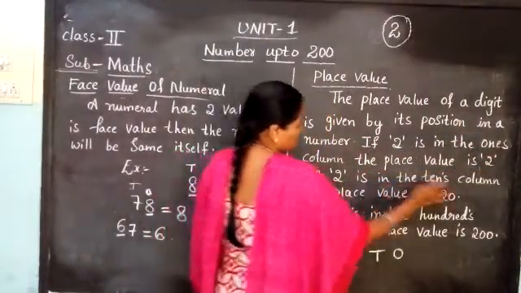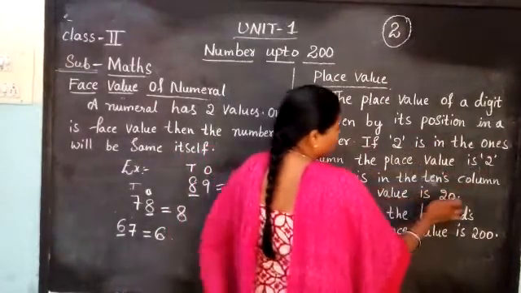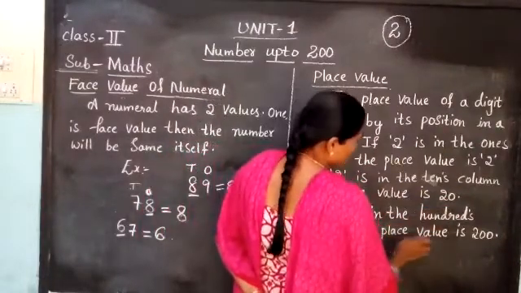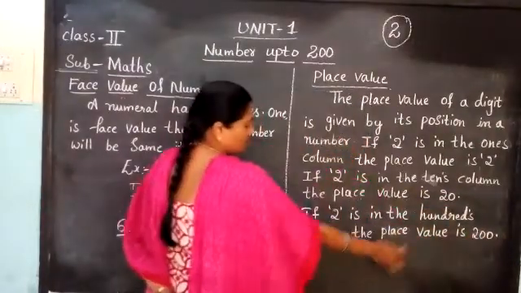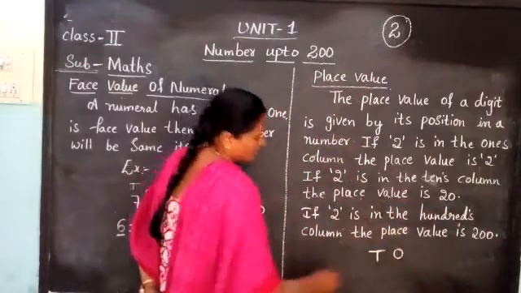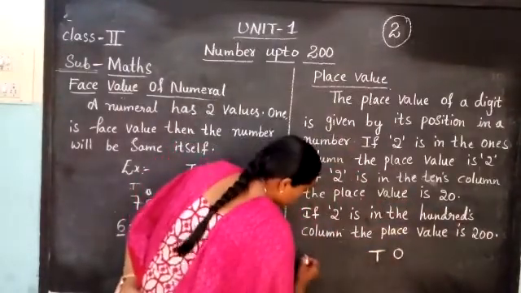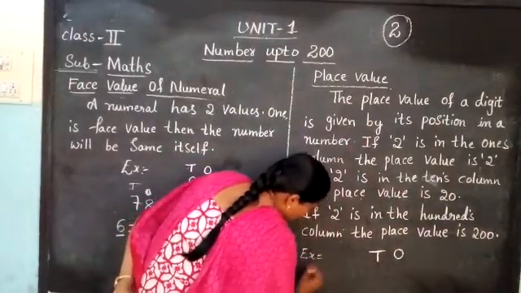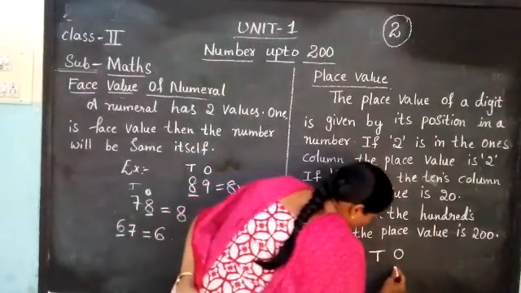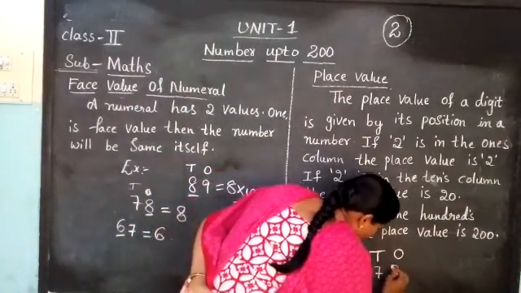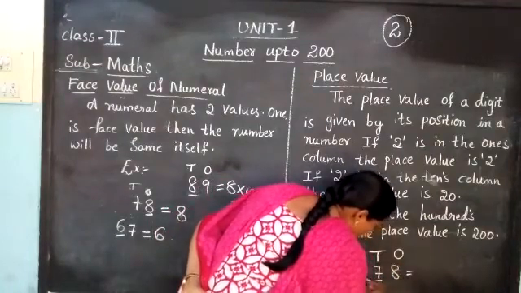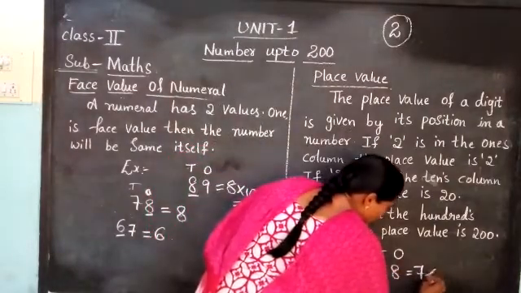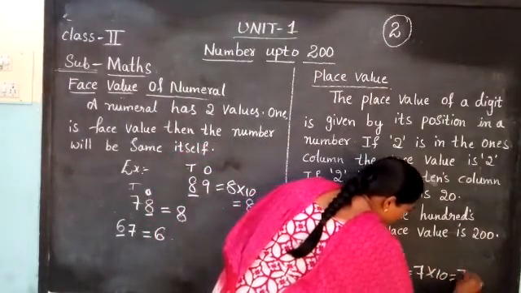If 2 is in the tens column, the place value will be 20, 2 into 10, 20. If 2 is in the hundreds column, the place value is 200, 2 into 100, 200. Now let us explain the example of ones and tens. 78, with the underlined number 7. 7 is in which place? Tens. 7 into 10 is equal to 70.